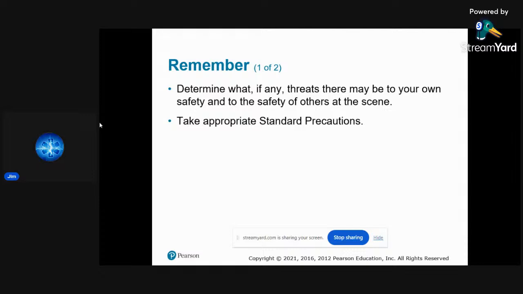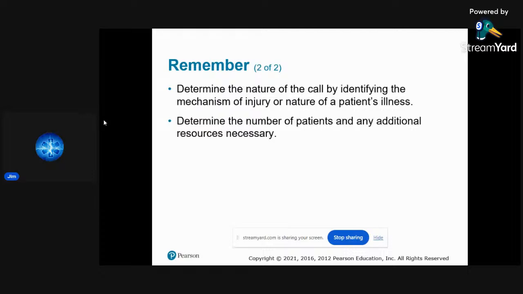How many people are on scene? Any suspicious people on scene? So we have to keep all that into consideration. Identify the MOI or NOI. We're going to determine the number of patients and if we're going to need any additional resources. Not only do we have more patients than we can handle, but maybe we need a helicopter. Maybe we need ALS. Maybe we need the fire department, police department. These are all additional resources.